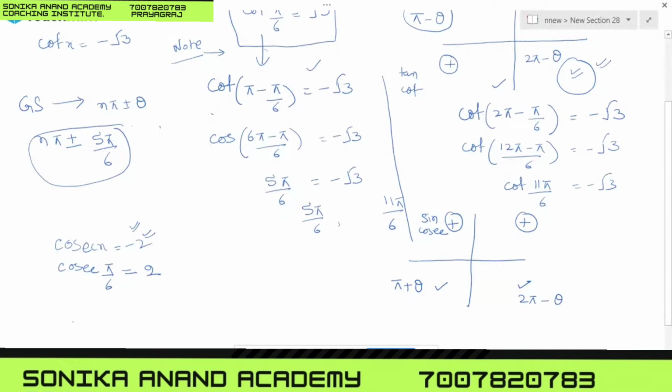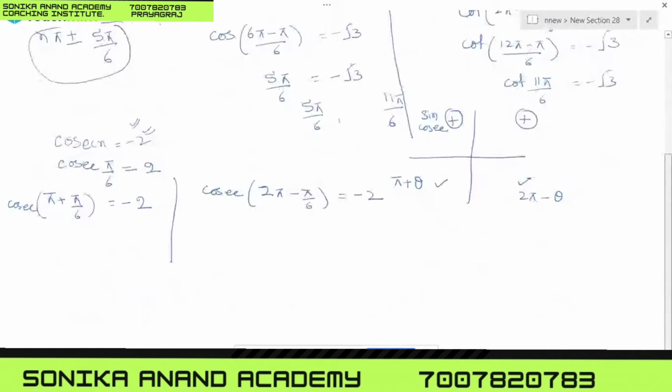So we use two principal values like this. Cosec of pi plus pi by 6 is equal to -2. Similarly, cosec of 2 pi minus pi by 6. Now it's easy. Without the help of the quadrant, you can't solve it. Please remember this: pi plus theta over here, 2 pi minus theta over here, and pi minus theta over here. It will help you a lot.